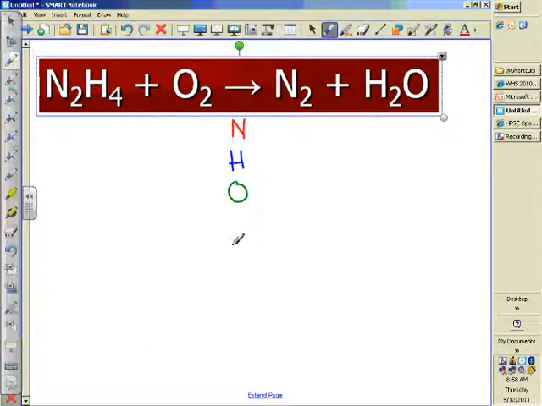Okay? Now, we should see that those same elements also appear in the products, right? If we don't see something in the reactants and it ends up in the products, or vice versa, if we see something in the products that's not in the reactants, we got something wrong. Okay? But do we see any other symbols over on the product side other than the three that we wrote on the reactant side? No.